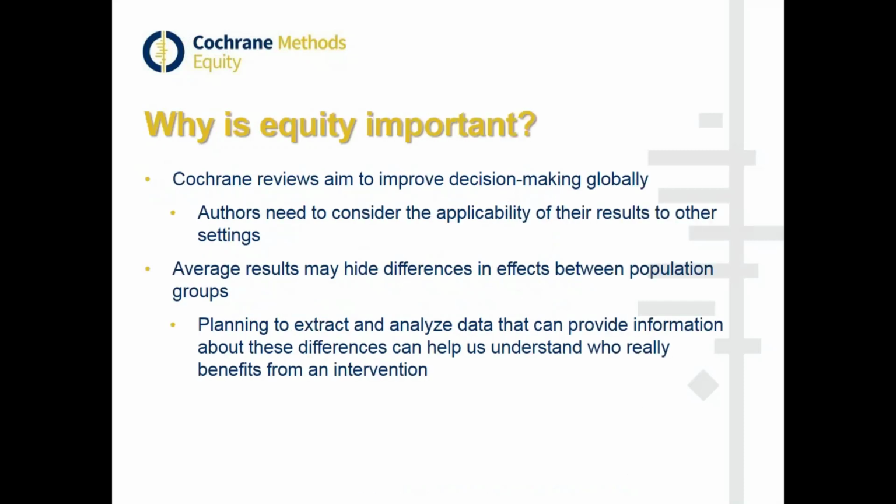So why is equity important? So Cochrane Reviews aim to be relevant globally and aim to provide evidence that can help improve decision-making globally. So authors need to think about how their review is applicable to other settings and how their results could be used somewhere else. And then the other issue is that average results, or when we combine data, that could hide some of the differences between population groups. So we might not see what's happening for everybody in the population and whether there's a greater benefit for certain groups or greater harms. So we always recommend that authors plan to extract and analyze the kind of information that could help us think about these differences and who's really benefiting from the intervention.